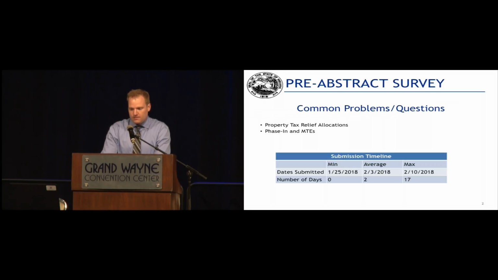This year, for the pre-abstract survey, was the first time that we asked everyone to fill out the pre-abstract survey in Gateway instead of the Excel document I was told existed before. I wasn't here, so I never saw it. Two main questions popped up when everyone did their pre-abstract survey: questions on their property tax relief allocations and phase-in and MTEs. For property tax relief allocations, I don't know if everyone remembers, we asked you to actually fill in your allocation for each of the 5 different buckets.